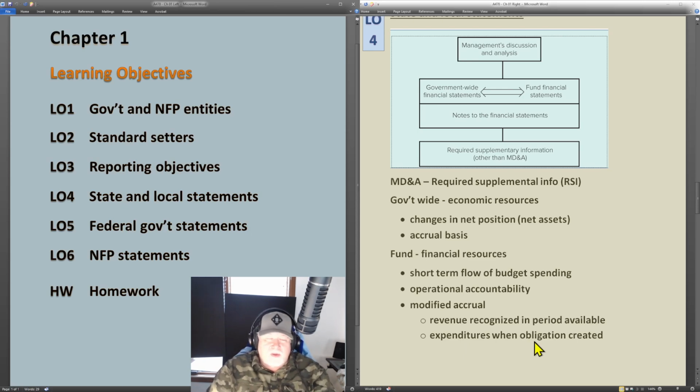Now, it seems a little complicated at this point in time, and I agree with you. We spent so much time trying to get you to understand exactly what our revenues and what our expenses are, and now we're kind of tossing that out the window. But we will get to a point where hopefully it'll be more understandable how all of these things fit together. But just recognize, I guess, at this chapter 1 level, that there are two major statements. There's the government-wide for the economic resources, the fund statements for the financial resources, and we're going to use the word expenditure rather than expenses, and it's modified accrual.